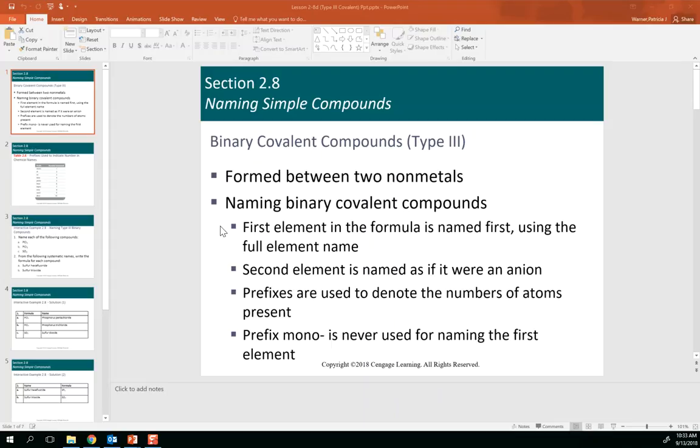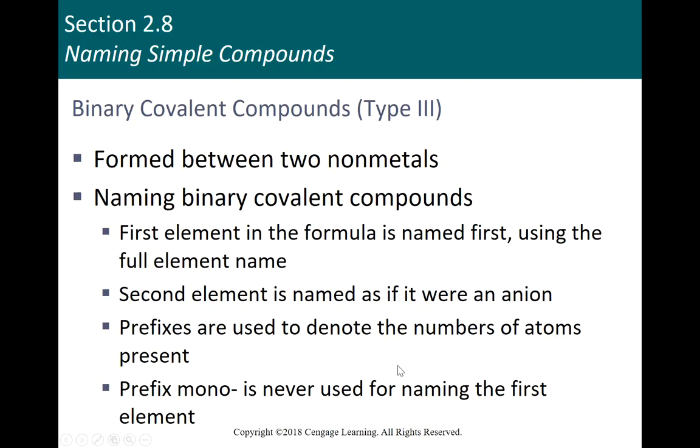Welcome to lesson 2.8D. Today we're going to look at naming binary compounds of the type 3 variety, which are your binary covalent compounds. Binary covalent compounds are named by using the element in the formula first with its full name, and then naming the second element as if it were an anion, so you change the ending to IDE.